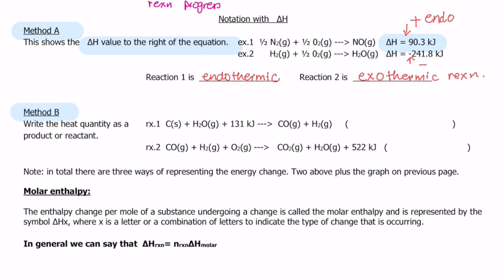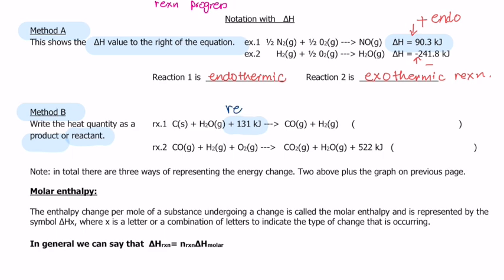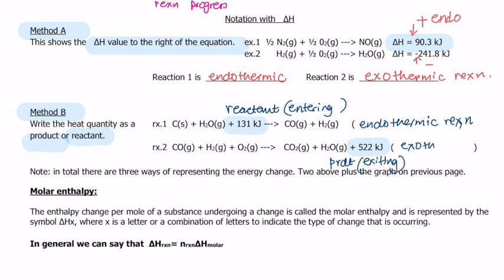The second way of denoting this heat change is you write heat as a quantity, either as a product or reactant. So here energy is on the reactant side. This means energy is entering the system. So it is an endothermic reaction. And here the energy term is written on the product side. So it means energy is exiting this system. So this is an exothermic reaction.